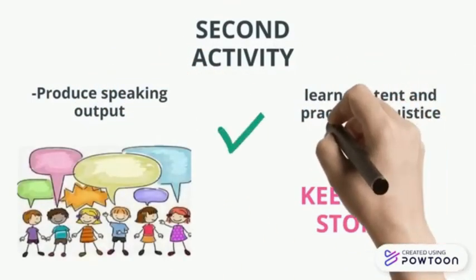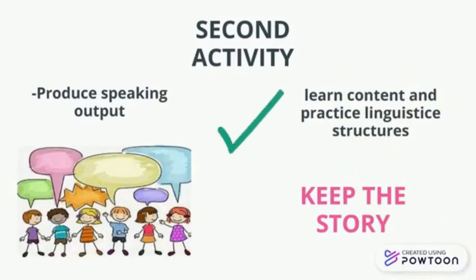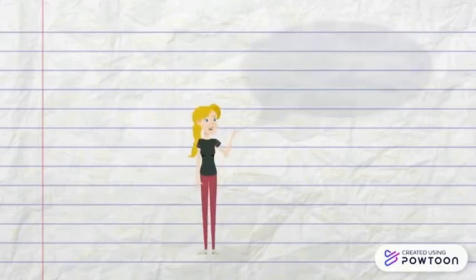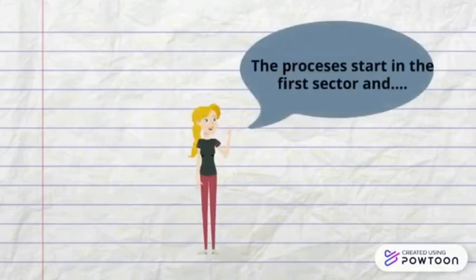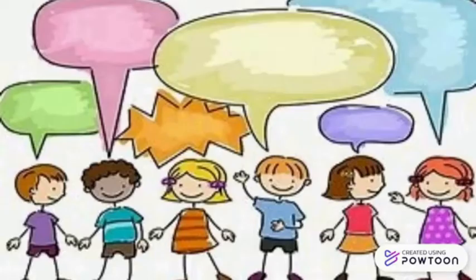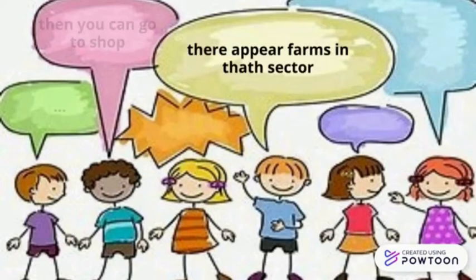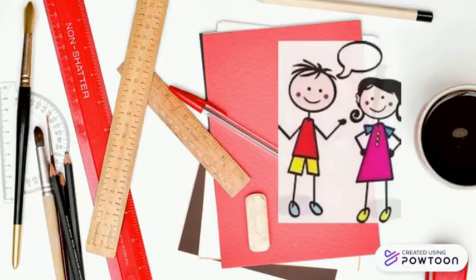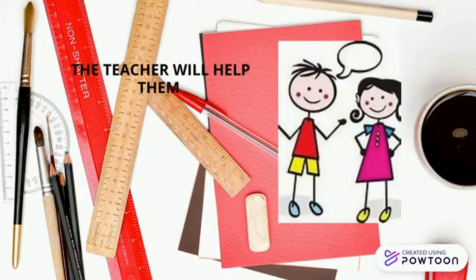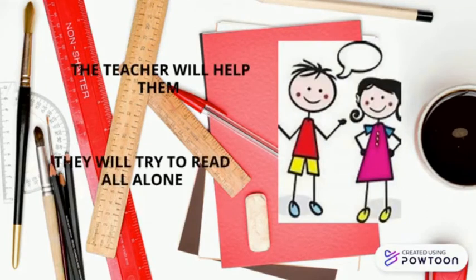In this activity, we will encourage students to produce speaking output and learn and practice linguistic structures by the Keep the Story activity. The teacher will start with a sentence story that is going to be related to the sectors. Then she will write it on the board. After the teacher, each student will keep reading the sentence written on the board and adding a new one that they think of. They will be helped by the teacher to produce the sentence properly, but after that, they will have to read it alone.